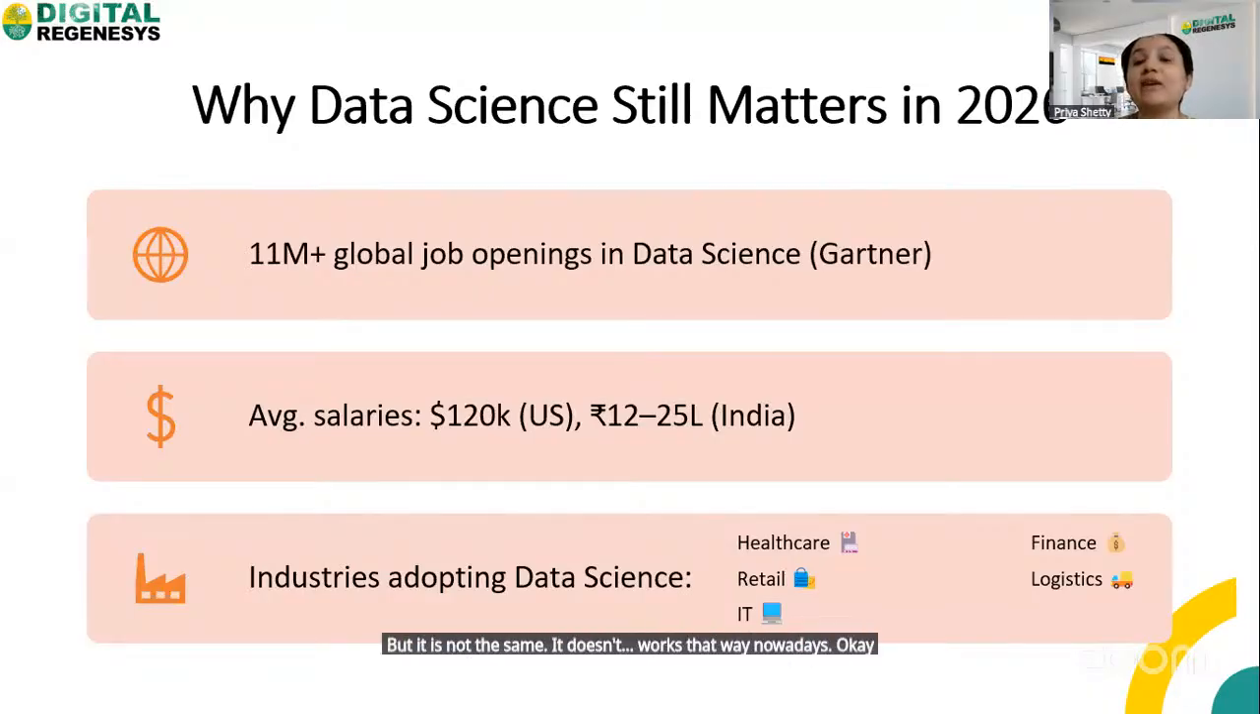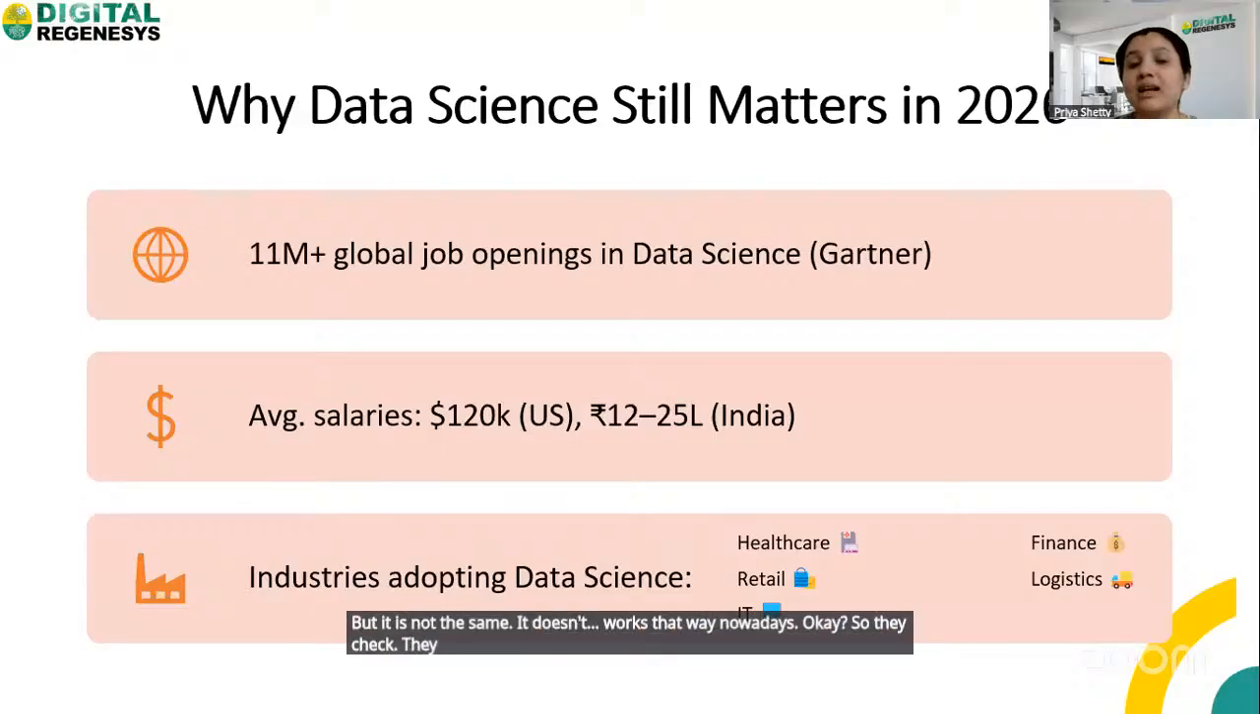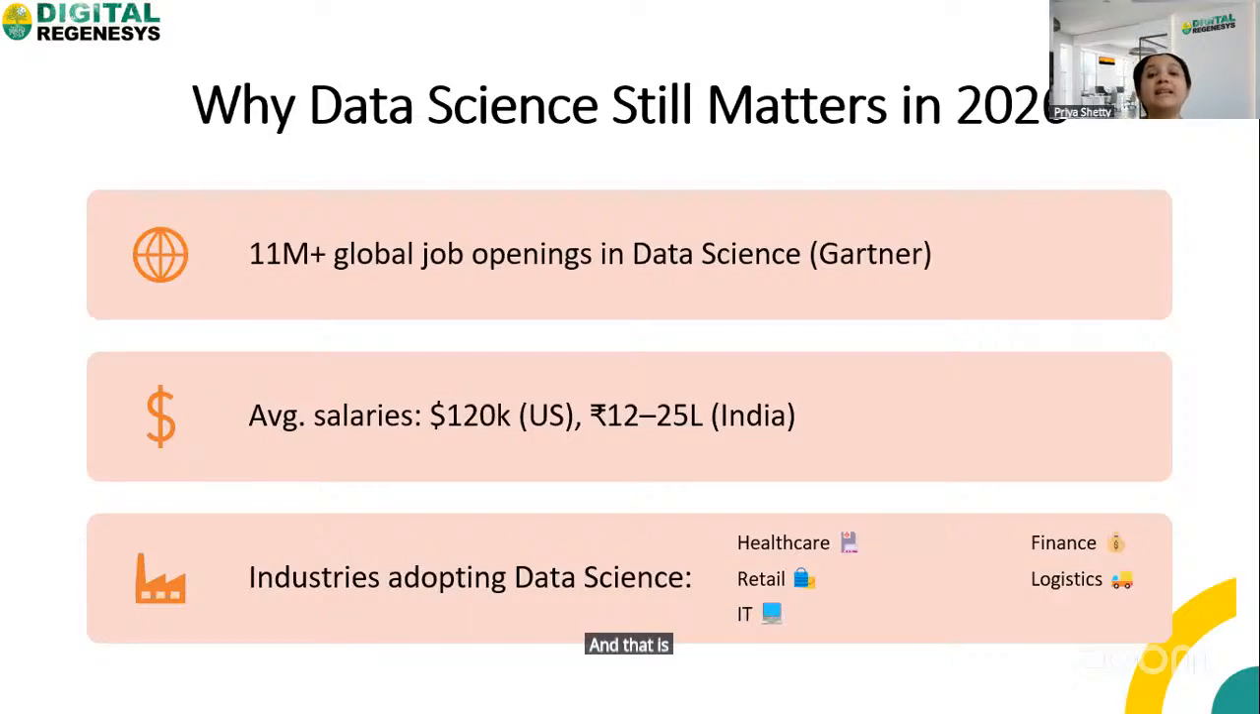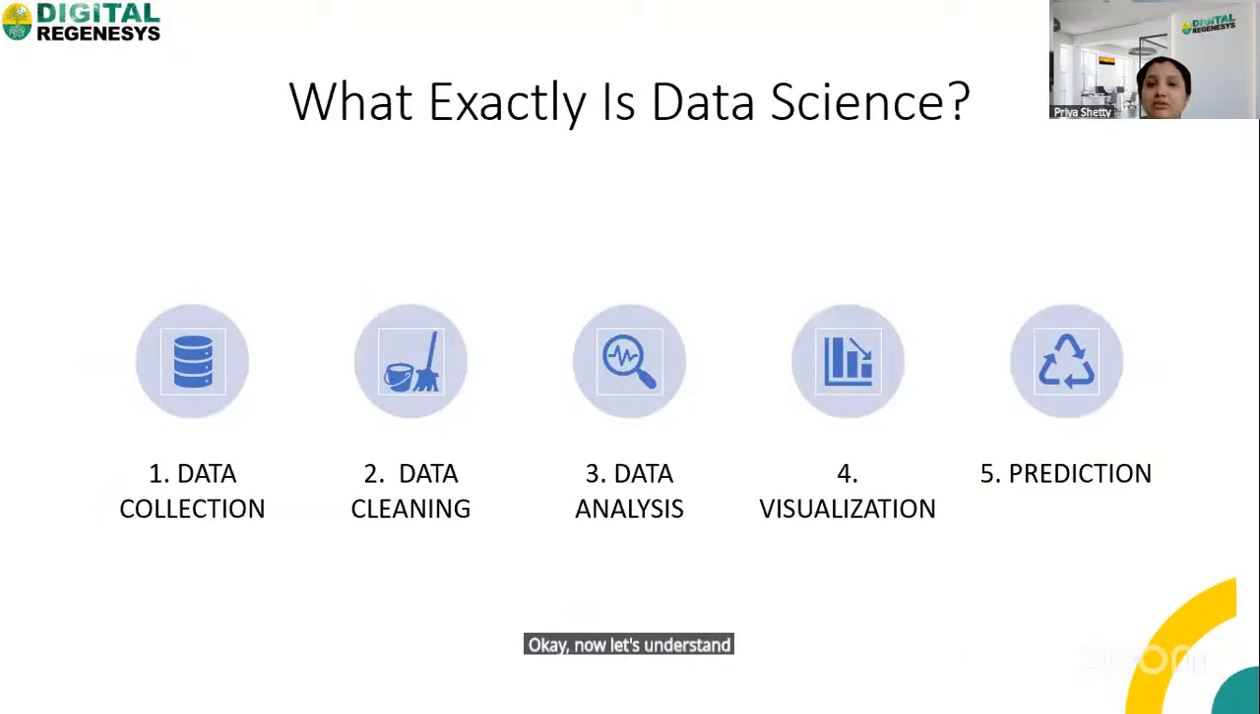Companies and organizations work with evidence-based decisions. They are not just guessing. They want the evidence before making the decision, whether it will work or not. And that is what data science, AI and ML help us to achieve. Now let's understand how exactly data science works.